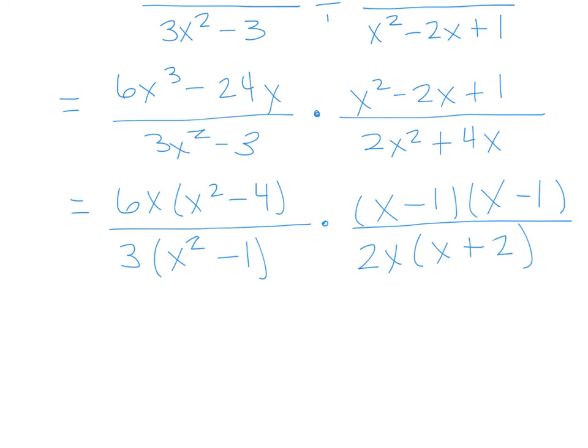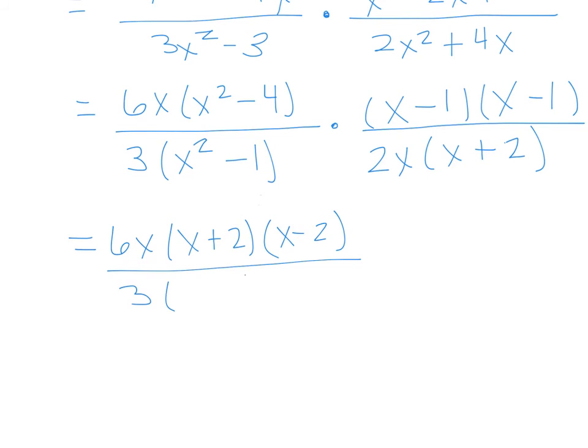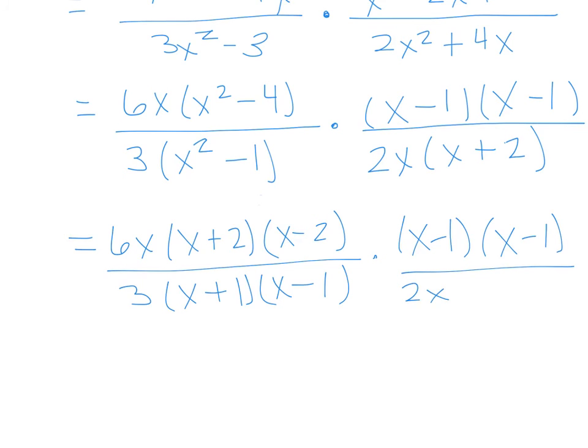Okay, we actually have a little more factoring to do in this first rational expression. So we have a 6x, but we've got the difference of 2 squares. So we want to write x and x, and then 4 is 2 squared, so 2 and 2, and then the difference of 2 squares, so we're going to have a plus and we're going to have a minus. In the numerator, also have the difference of 2 squares, x and x, and it's 1 and 1, and then a plus and minus. Okay, so that's times x minus 1 times x minus 1 over 2x times x plus 2. Now we get to go through and cancel.